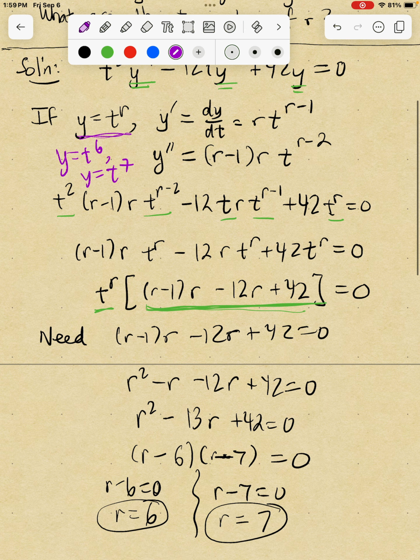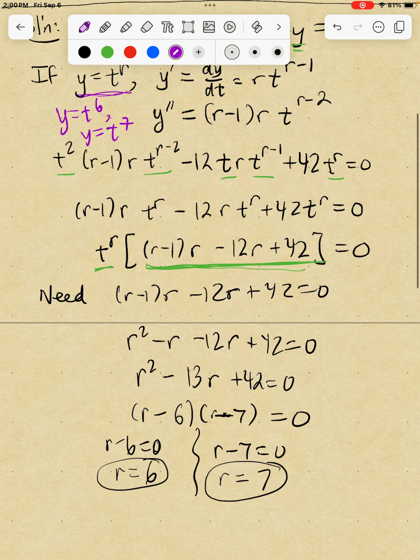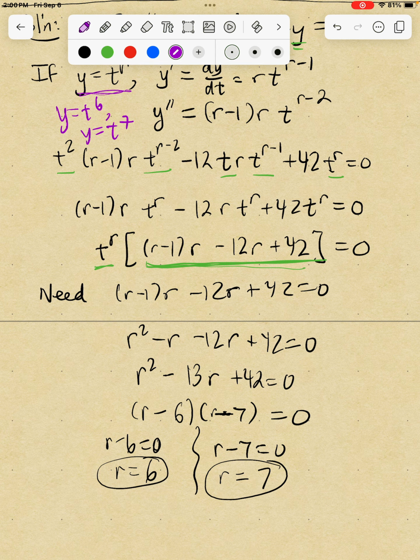And in general, for these types of differential equations, when you solve for r, they will work, it turns out. So yeah, the answer is r equals 6 and r equals 7.